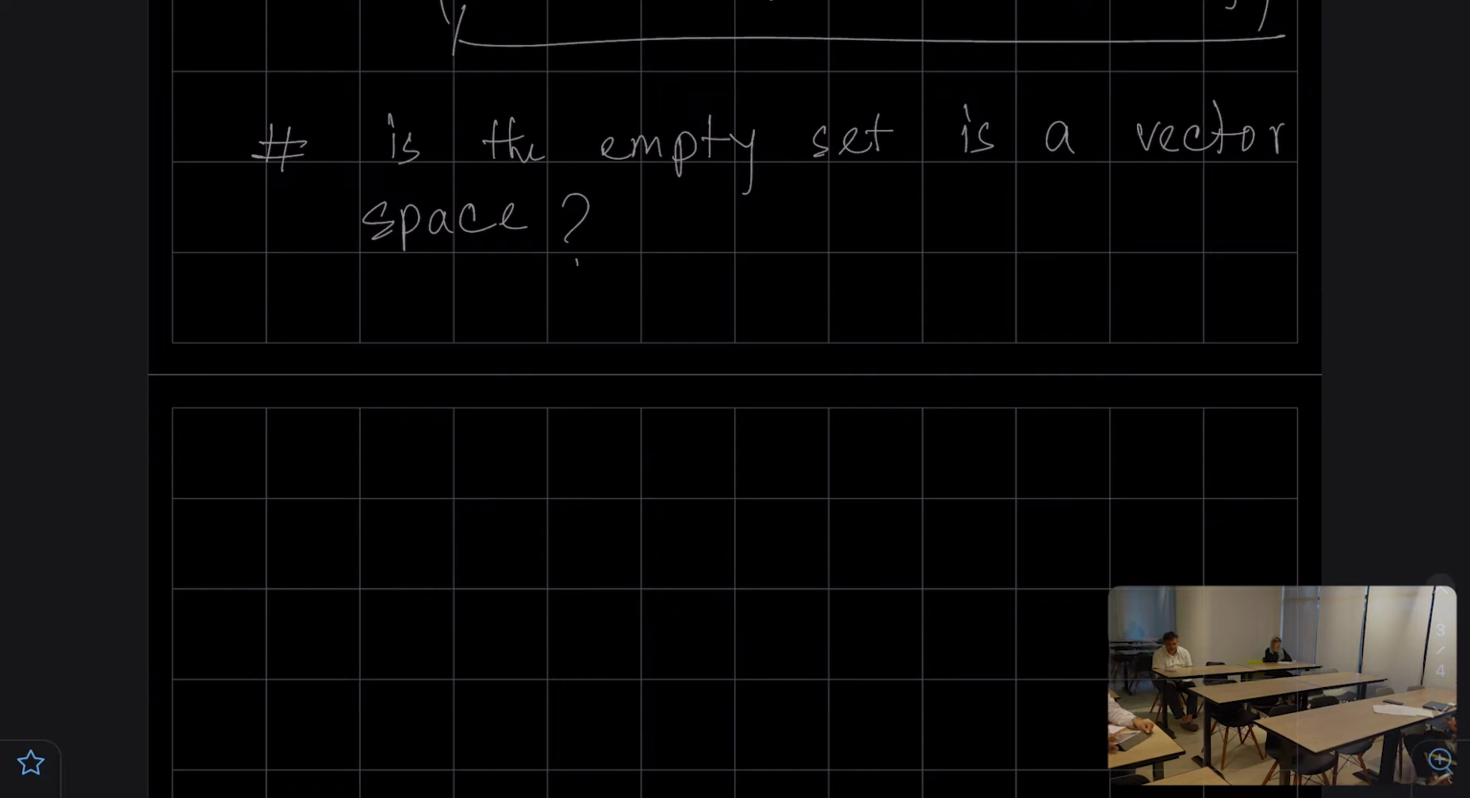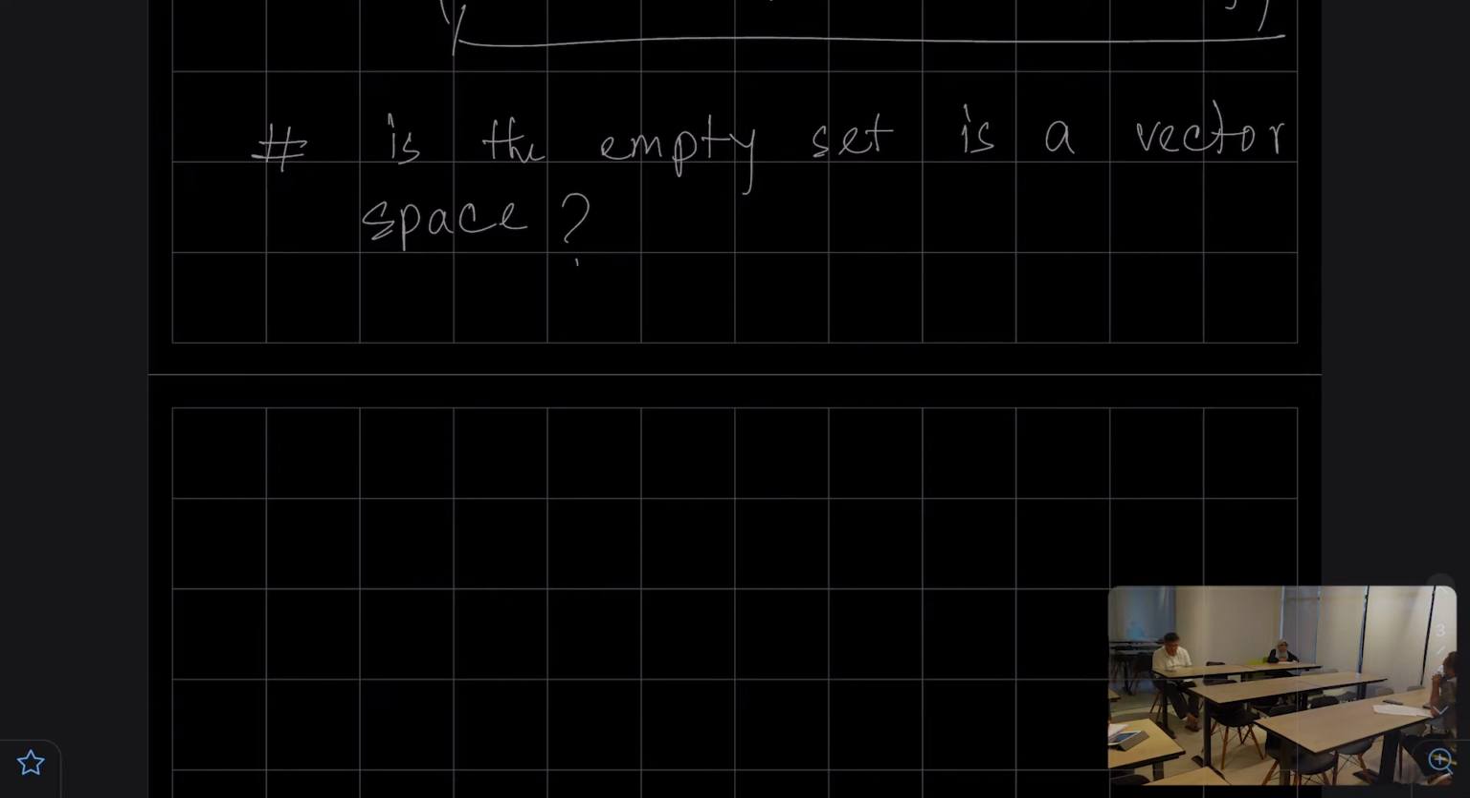Is the empty set a vector space? No. Why is that? I don't know, it doesn't feel like it. Is it a vector space over any field? The action doesn't match the field of the scalars. So it is one field, right? Is it? No. Why is that?